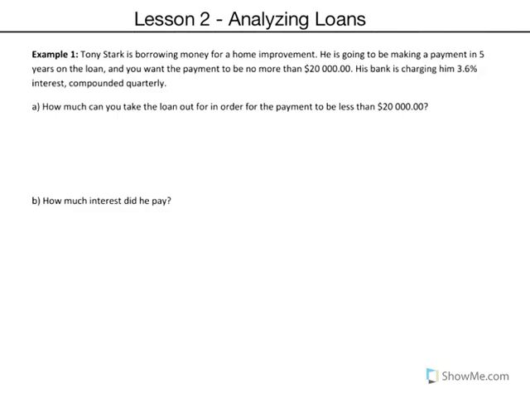Lesson 2, Analyzing Loans. Example 1: Tony Stark is borrowing money for a home improvement. He is going to be making a payment in 5 years on the loan, and he wants the payment to be no more than $20,000. His bank is charging him a 3.6% interest rate, compounded quarterly.